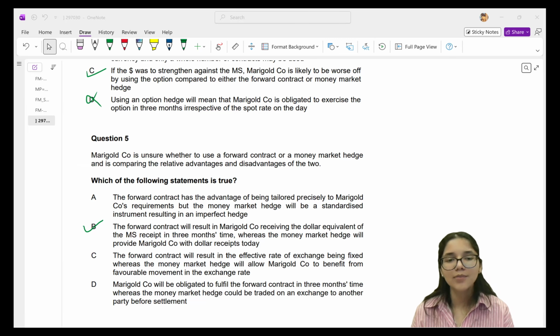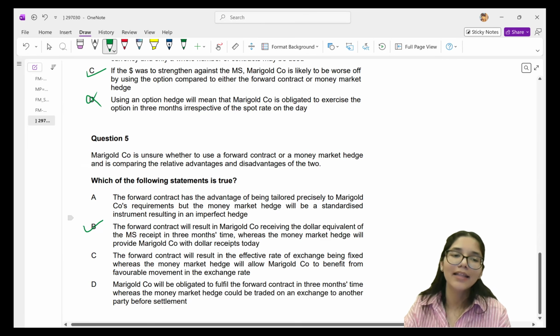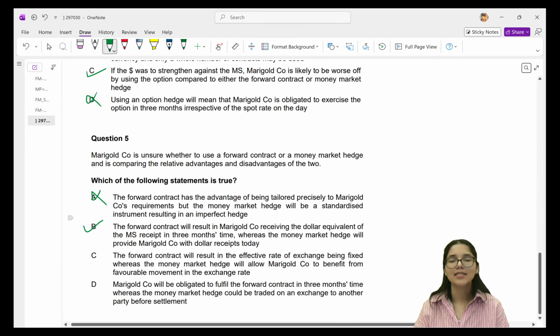The second part of the statement says a money market hedge will be a standardized instrument resulting in an imperfect hedge. Is this always necessary that this will be an imperfect hedge? A money market hedge, will it always be imperfect? No, money market hedge, we have the choice. We can go for a custom arrangement also, or we can go on the markets as well. So statement A is not entirely correct. That is why this cannot be my answer.